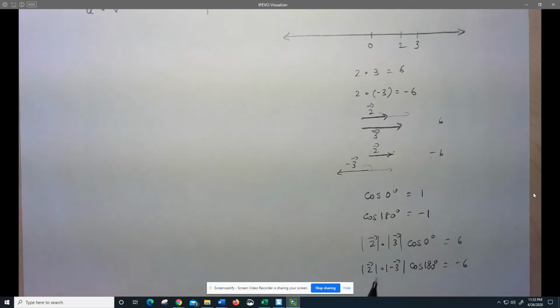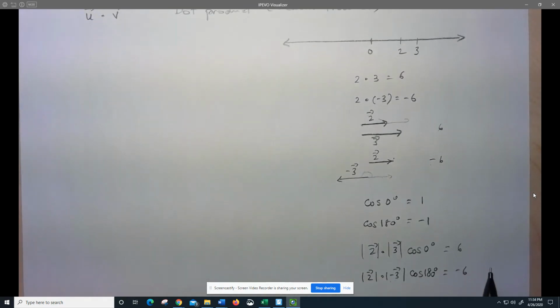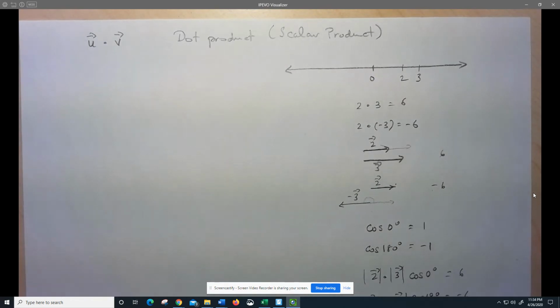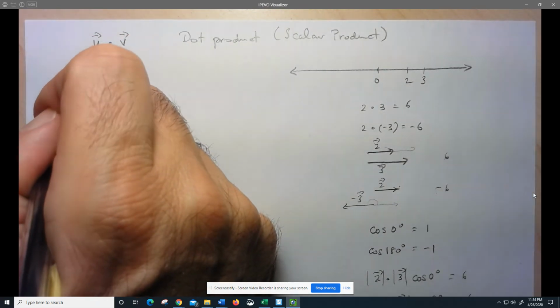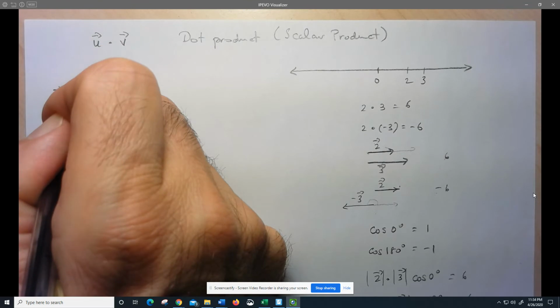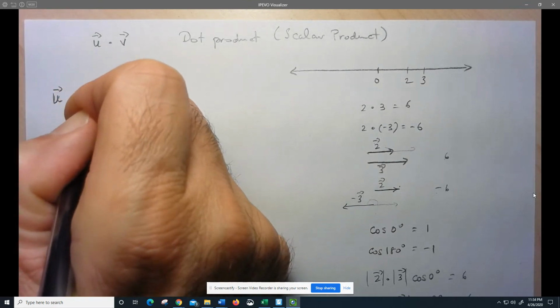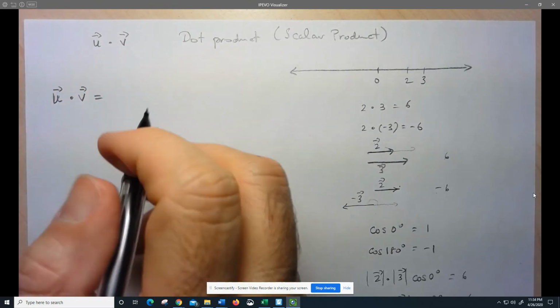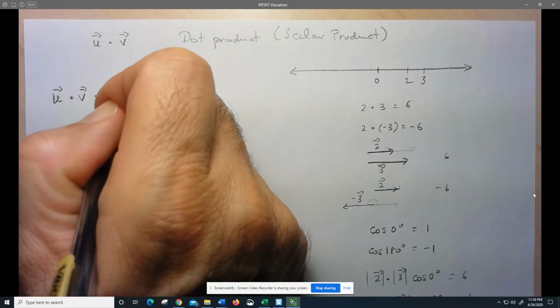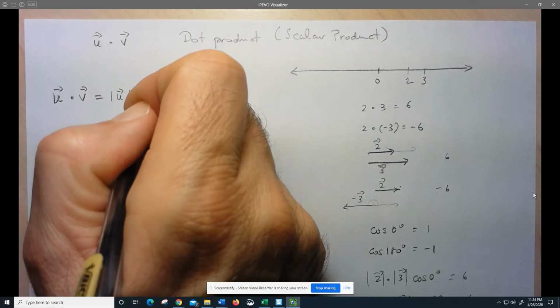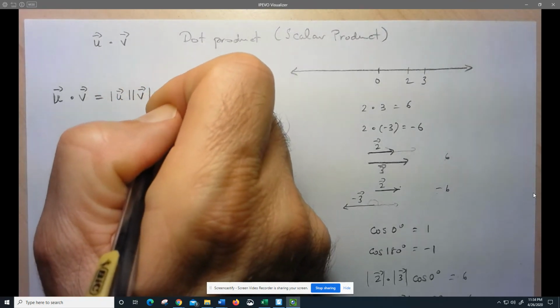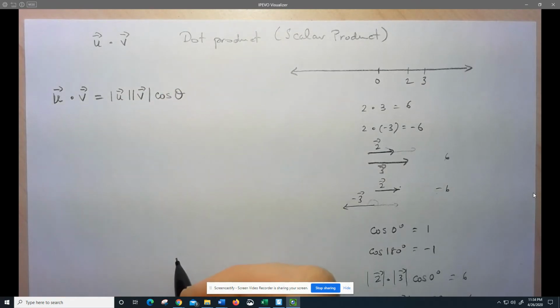This is the inspiration to the definition that I'm going to give, is that when I take cos of 0, I get a positive. When I get cos of 180, I get a negative. So the way I'm going to define, or one way in which I'm going to define the dot product of two vectors is going to be the magnitude of the first times the magnitude of the second times the cosine of the angle between them.